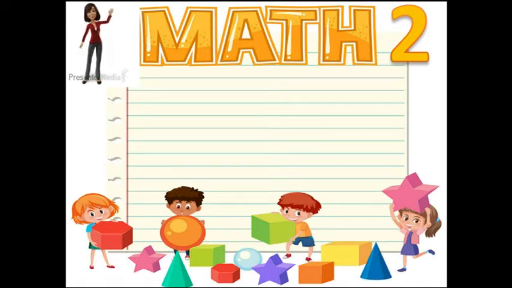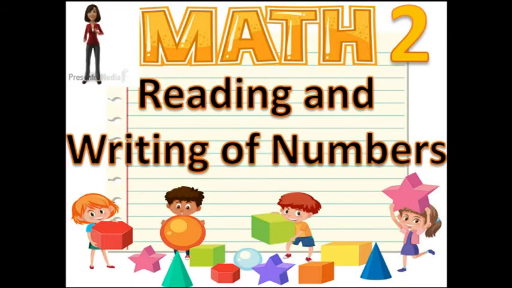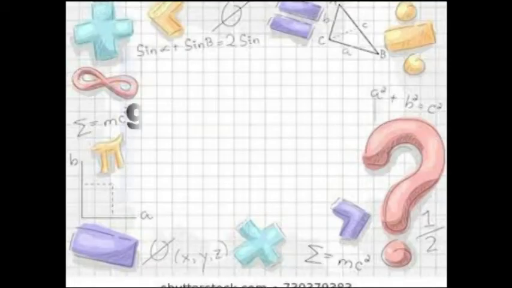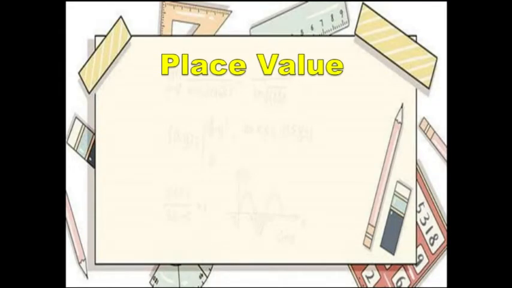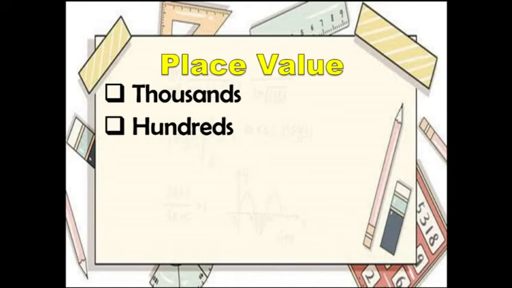Good day, Grade 2. Welcome to our discussion for Mathematics 2, the reading and writing of numbers. How are we going to read and write numbers? We can read and write numbers with the help of the place value. In our previous lesson, we said that the place values are the thousands, hundreds, tens, and ones. You already know how to read numbers, so now let us learn how to write the numbers.